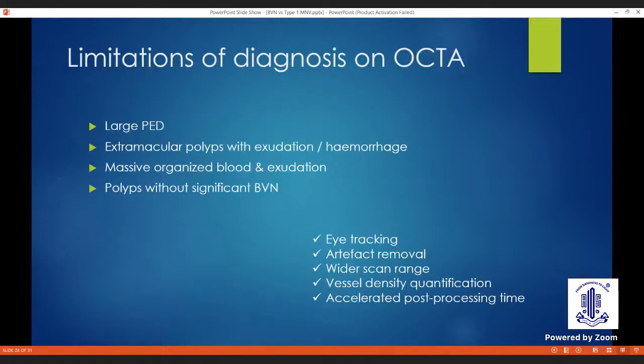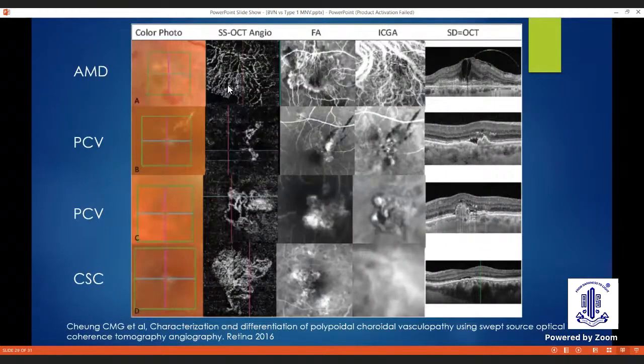So in spite of the advances that OCTA has seen over these years, there are still limitations, not primarily because of the machine itself, but inherent to the disease pathology. The large PEDs, the extramacular polyps with exudation, hemorrhage, the massive organized hemorrhage and exudation, and polyps with significant BVN can still cause confusion. You can see in this picture from the literature the neovascular network of AMD, which can be very similar to a PCV case, and a case of CSC, which again could be a precursor of PCV.